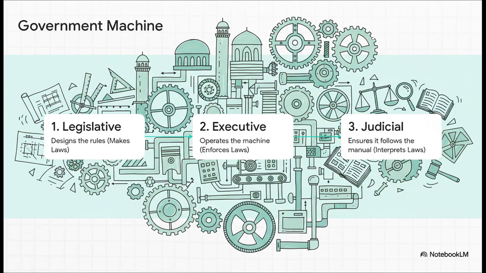This is a fantastic way to think about it. Just picture the government as this big, complex machine. The legislative branch, they're the engineers. They design the rules by making the laws. The executive branch is the operations crew. They're the ones running the machine day in and day out, enforcing those laws. And the judicial branch? They act as quality control, making sure everything is running according to the instruction manual, which, of course, is the Constitution.